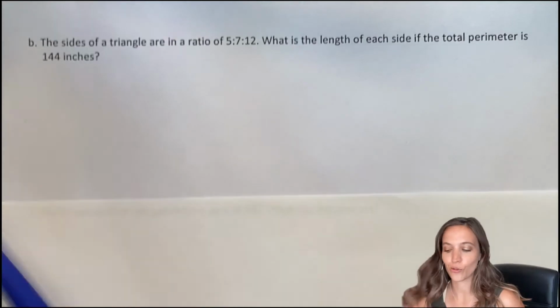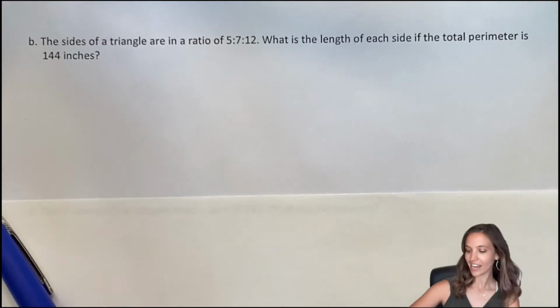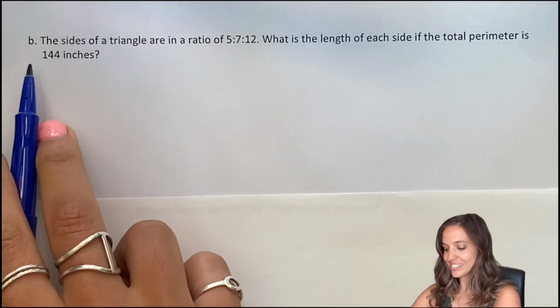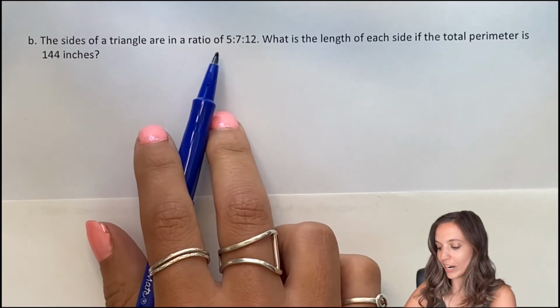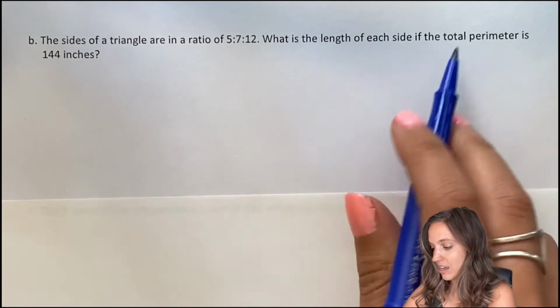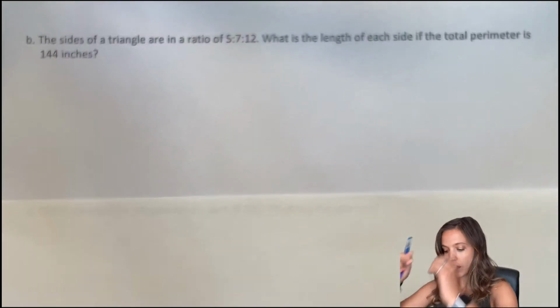So now that we've gotten through a distance equals rate times time problem, let's look at this next one about a triangle. Okay, so this one says the sides of a triangle are in a ratio 5, 7, 12. What is the length of each side if the total perimeter is 144 inches?